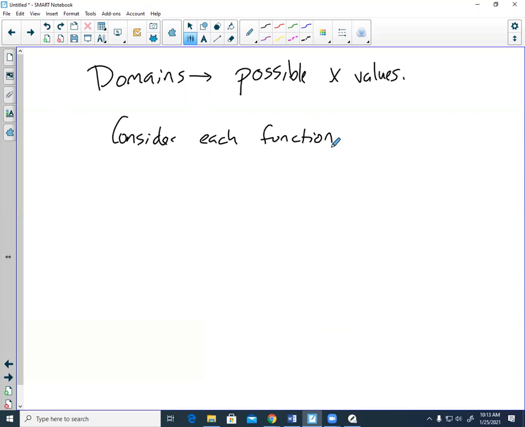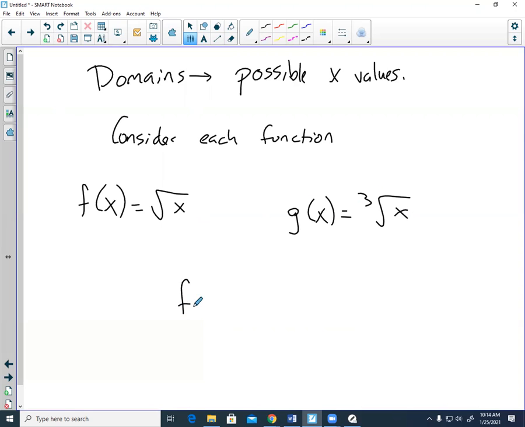So let's say, for instance, we have a function f of x equals the square root of x, and g of x equals the third root of x. So let's say we have these two functions, okay? Now, the reason that I consider my domains right this second is because if I'm to combine these two things, it really wouldn't be a big deal. So let's say that I want to combine them and say f times g of x.